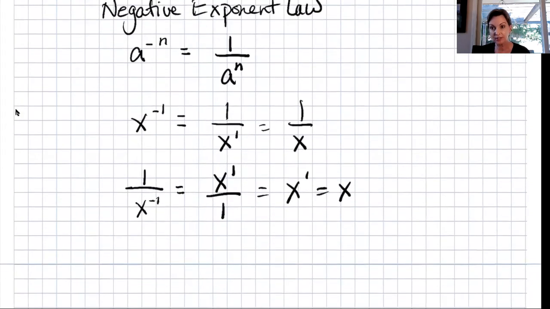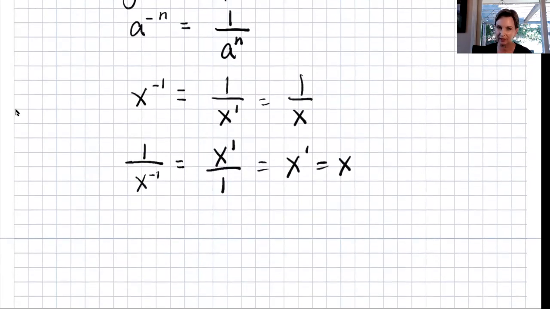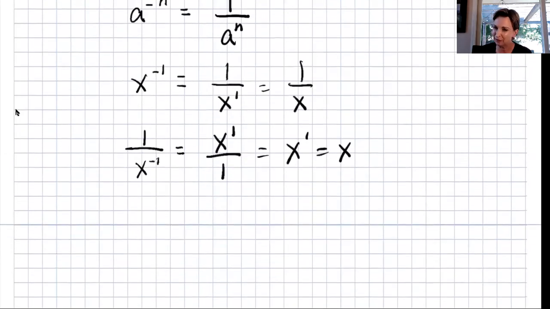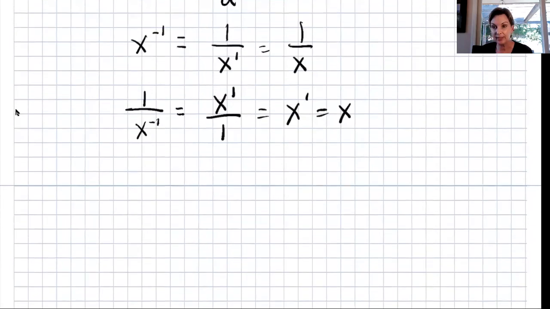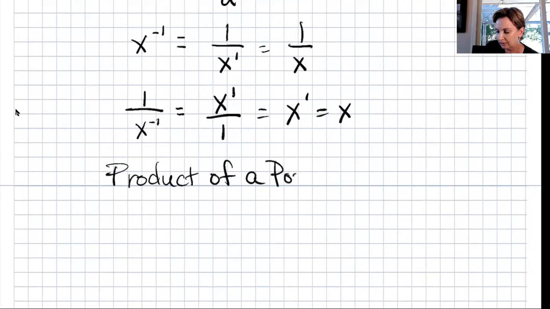Now when you're simplifying problems that have exponents, don't ever leave a negative exponent. It's not fully simplified until you get rid of all the negative exponents. Never leave a negative exponent in there, or it's not fully finished and you'll get points deducted from your work. So get rid of all the negatives. All right, the next one we're going to talk about is the product of a power law.